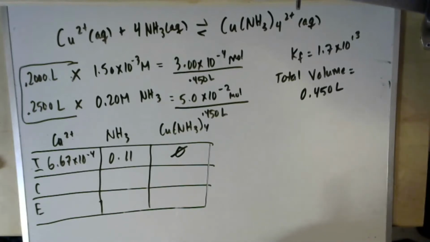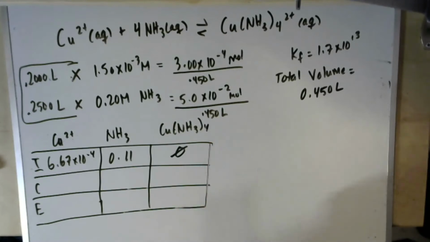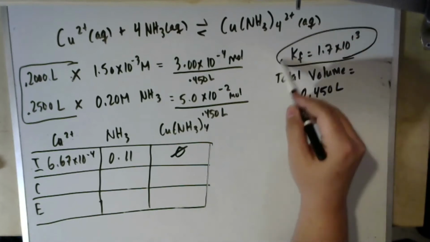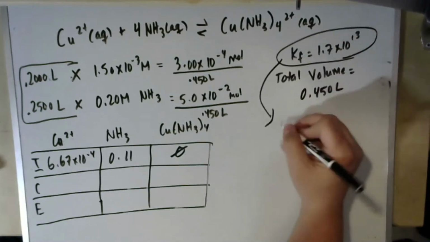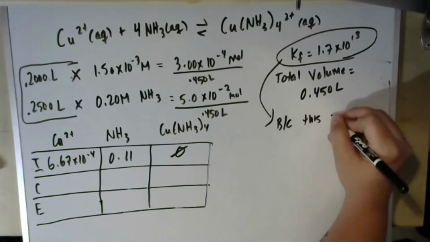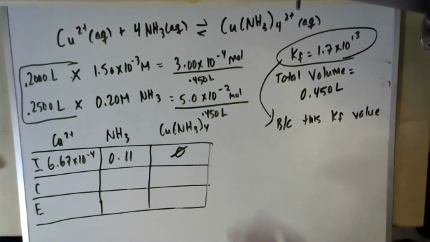So now we are going to look at the changes that are happening here. And there's an assumption that we have to make here because we're working with the formation of the complex ions. We have to look at this Kf value. Okay, now because this Kf value is so large, and this is a very important concept, or connection that we have to make here.